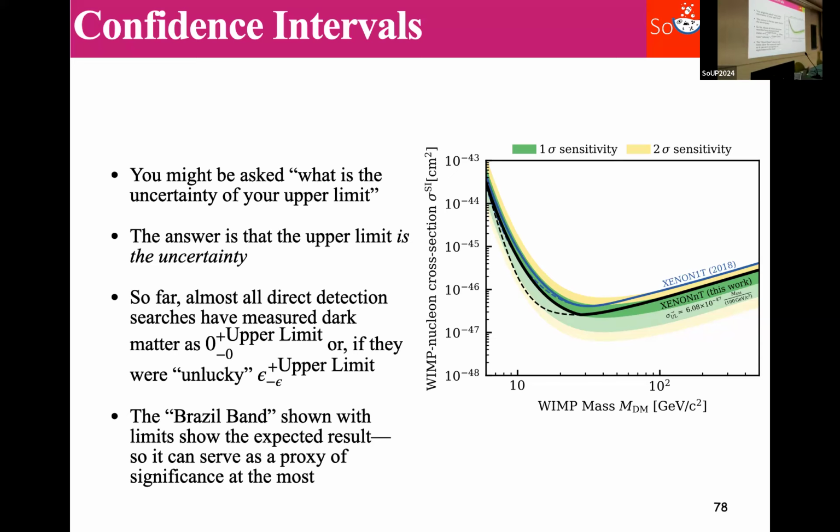And then these Brazil bands you will often see when results are reported. These are also not uncertainty bands for the upper limit. These Brazil bands show your a priori expectation of where the limit should end up, given your model, but not given your data. So before you unblind, or perhaps with some parameters fit after you're unblinded but not taking your data into account, where would you expect this upper limit to land?